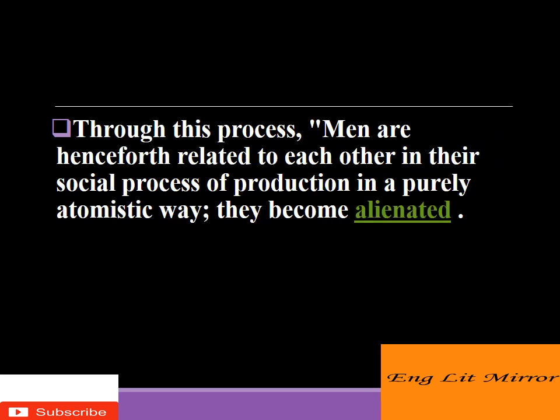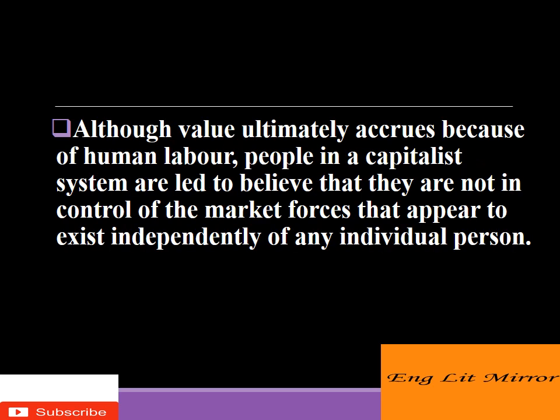Through this process, men are henceforth related to each other in the social process of production in a purely atomistic way. They become alienated because their own relations of production assume a material shape which is independent of their control and their conscious individual action. Although value ultimately accrues because of human labor, people in a capitalist system are led to believe that they are not in control of the market forces that appear to exist independently of any individual person.